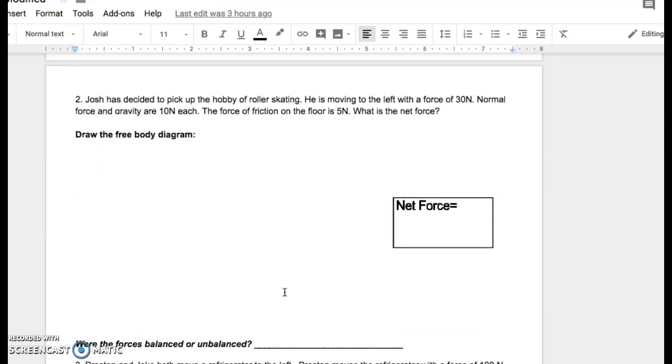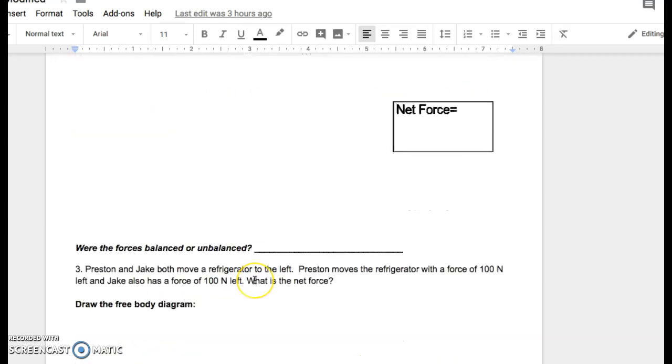Number 2, Josh has decided to pick up the hobby of roller skating. He is moving to the left with a force of 30 newtons. Normal force and gravity are 10 newtons each. The force of friction on the floor is 5 newtons. What is the net force? Were the forces balanced or unbalanced?